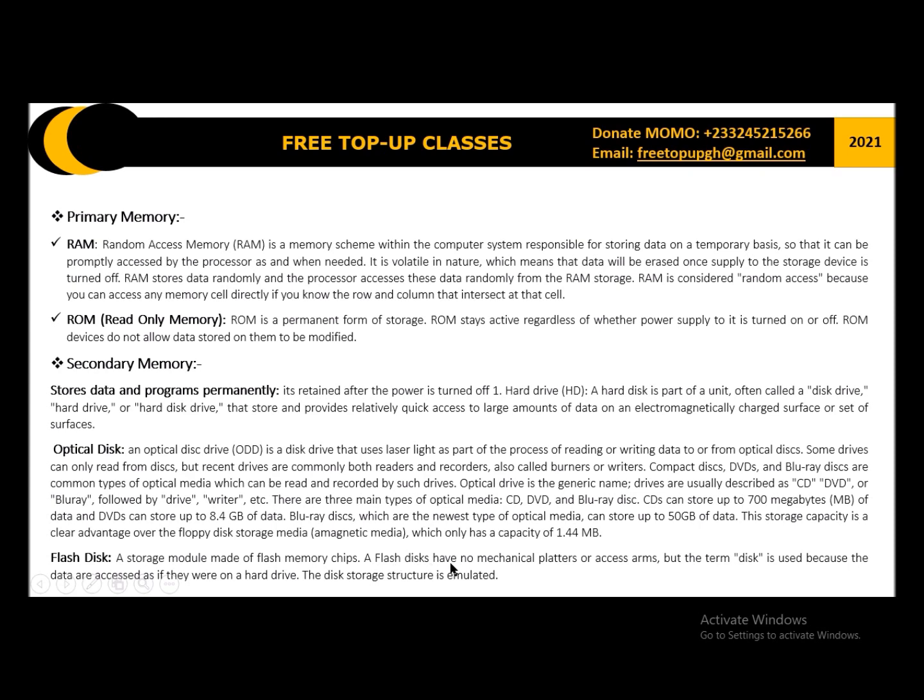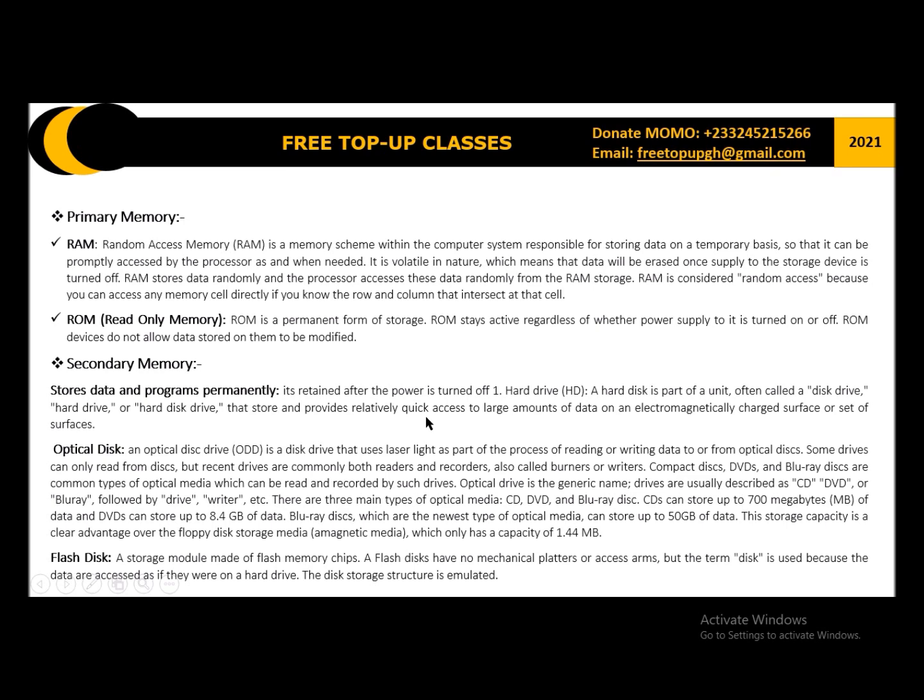Flash disks have no mechanical platters or access arms, but the term disk is used because the data are accessed as if they were on a hard drive. The disk storage structure is emulated. So when we talk of types of secondary memory, we have hard drive, that's one. We have optical disk, we have flash disk.